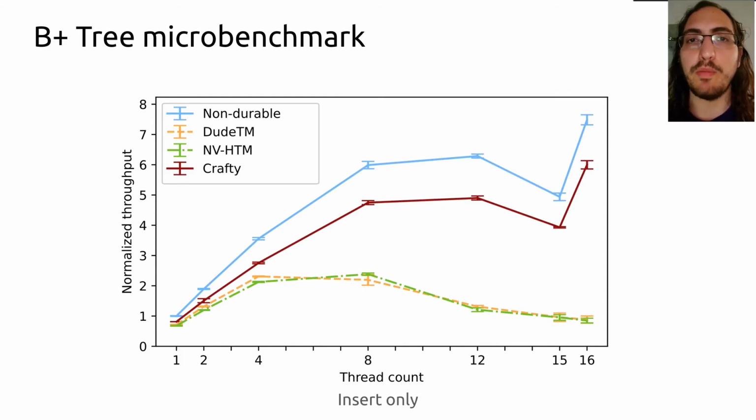Here we have a micro-benchmark in which a B+tree data structure is manipulated within persistent transactions. In this graph, only inserts are performed on the B+tree. Here, we see that Crafty is able to scale better and outperform NVHTM and DUTM, as NVHTM and DUTM suffer from scalability issues as they have to synchronize their shadow memory and non-volatile memory.